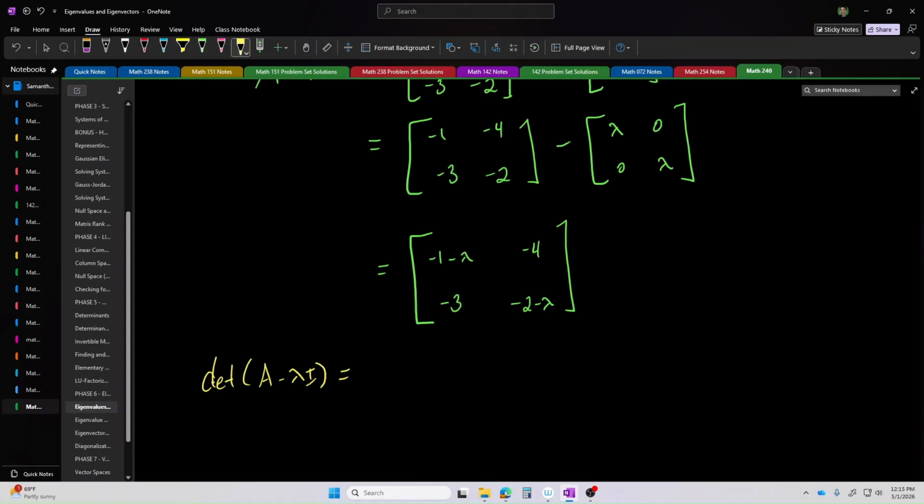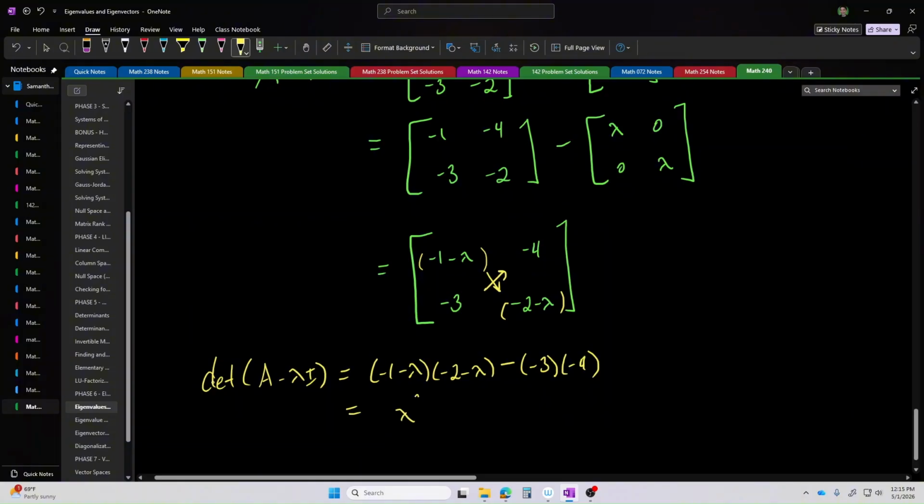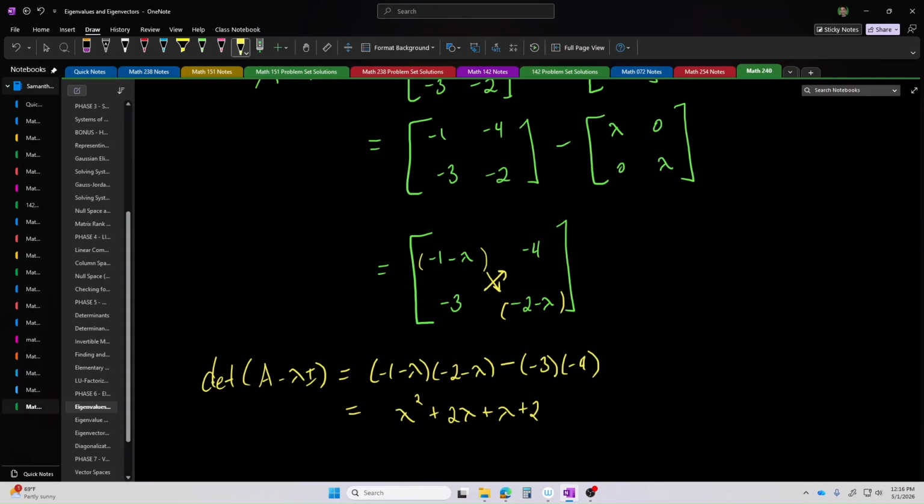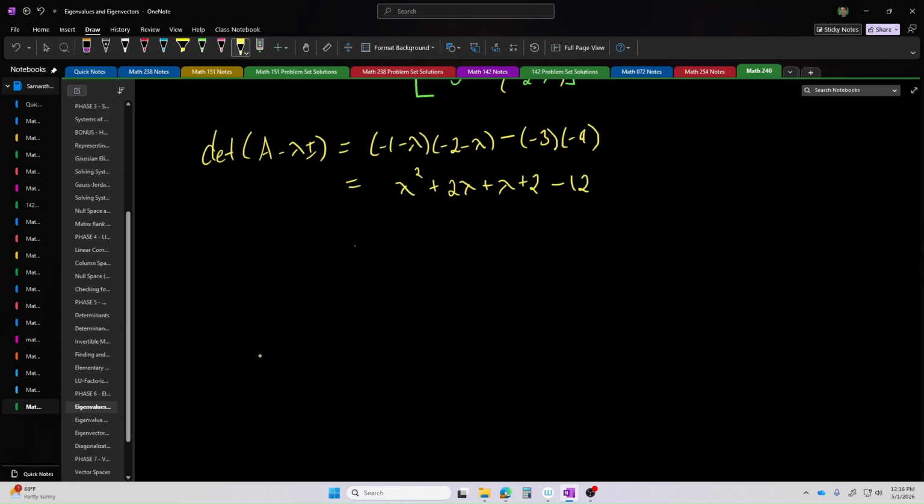So using the standard determinant process here, if I multiply these entries on the main diagonal, I get (-1 minus lambda)(-2 minus lambda), and then subtract what I get on the anti-diagonal, minus (-3)(-4). So I get lambda squared plus 2 lambda, plus 1 lambda plus 2 from foiling out that first product, and then in the back, I get -12. If I simplify that, I get lambda squared plus 3 lambda minus 10.